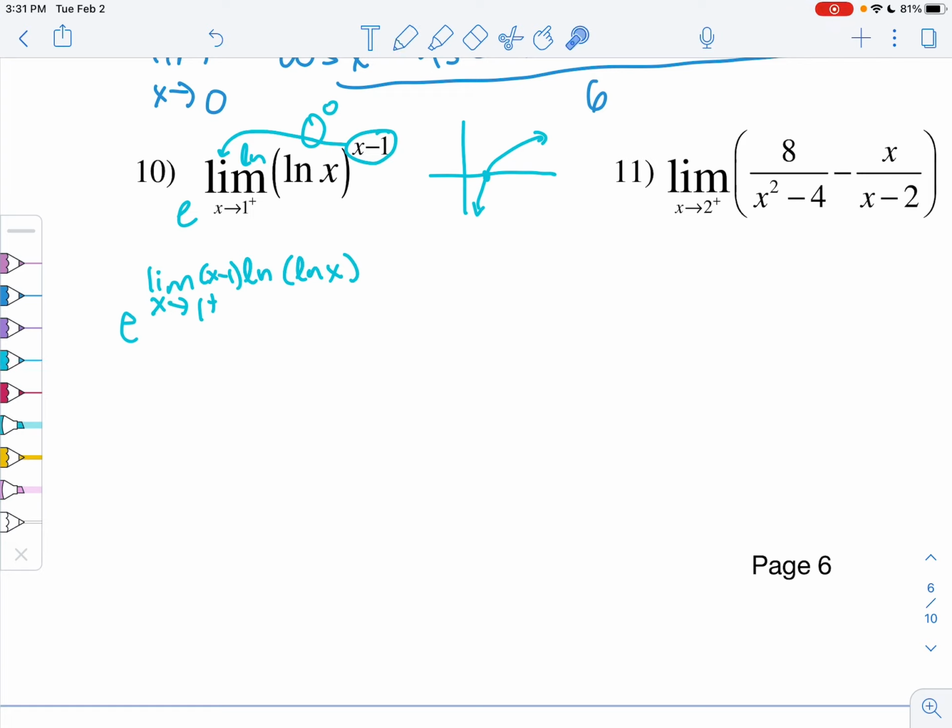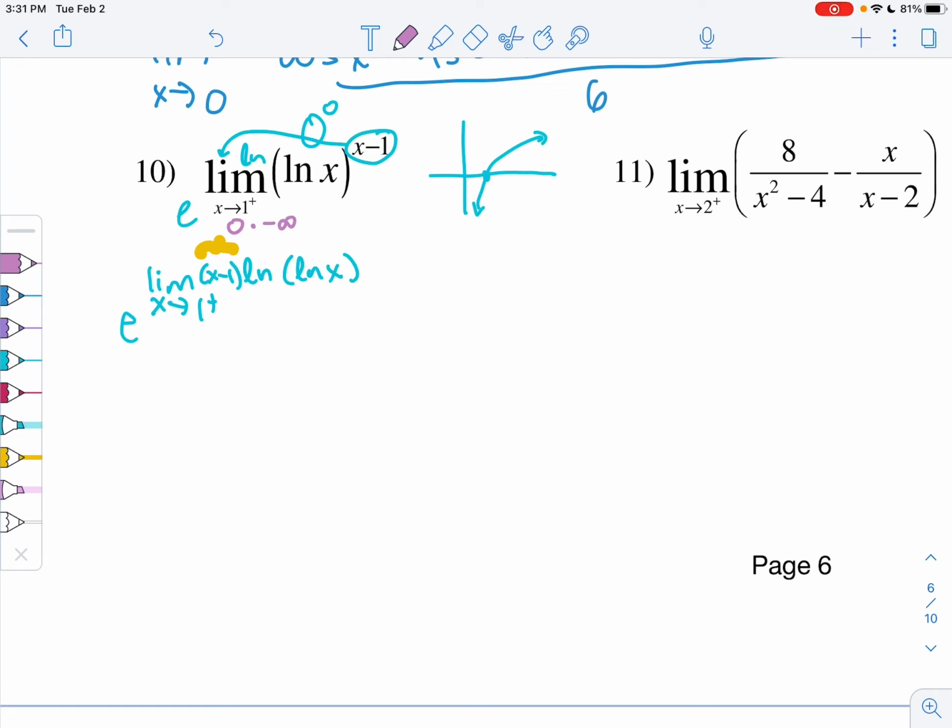So think about that. This expression right here, 1 minus 1 is 0. And then ln of 1 is 0, and it's from the right. So you're looking at what happens to the limit of ln of x as x approaches 0 from the right, which means it's going towards negative infinity. The y value is going towards negative infinity. So you have 0 times negative infinity, which is one of our indeterminate forms as well.